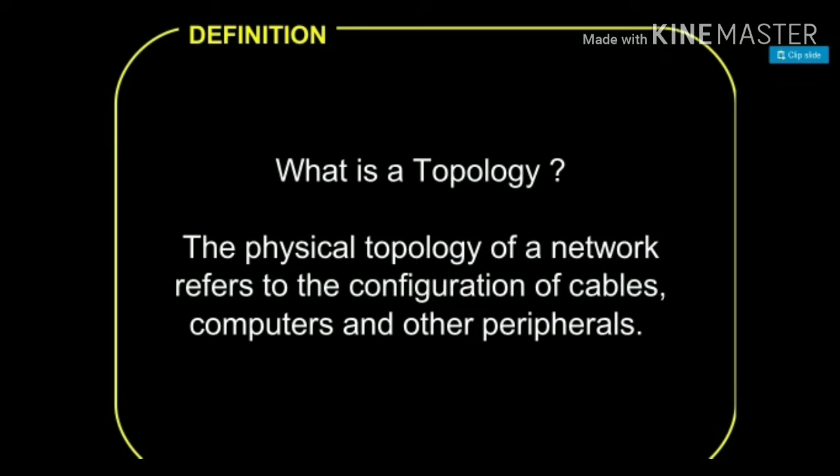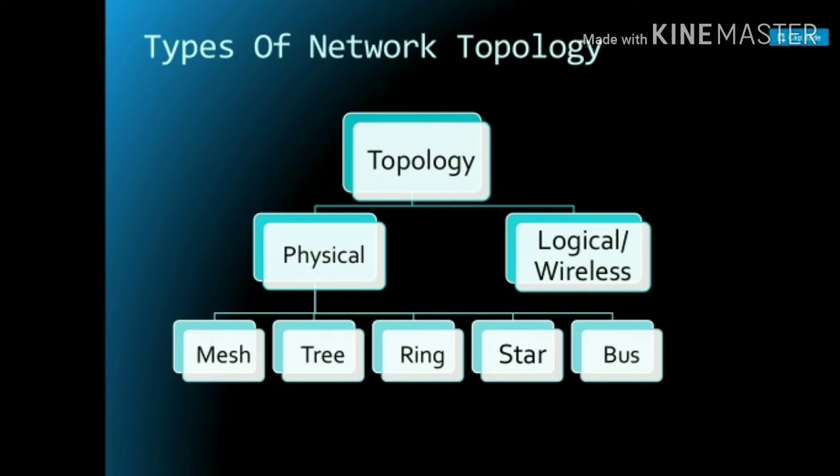Another important note: my lecture will help you to attempt your written exam, so follow all the terms and definitions carefully. Topology has mainly two parts. One is physical, another is logical or wireless. Today we are going to focus on physical topology. Physical topology is basically divided into 5 types. One is mesh, two is tree, third is ring, fourth is star and fifth is bus topology.